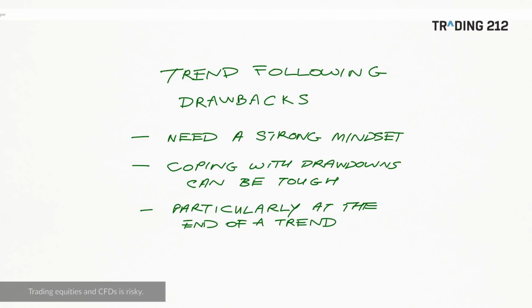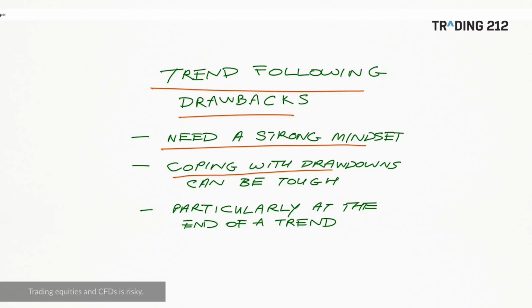So when we are trend following, there are a number of drawbacks. These are some of them. You need a very strong mindset in order to pull it off, because following a trend for a long period involves coping with these drawdowns. The drawdowns are these losing periods where you're giving back some of the profits that you have been sitting on, and that can be tough. This is particularly apparent at the end of a trend when the position really starts to move against you before you know that the trend is over.